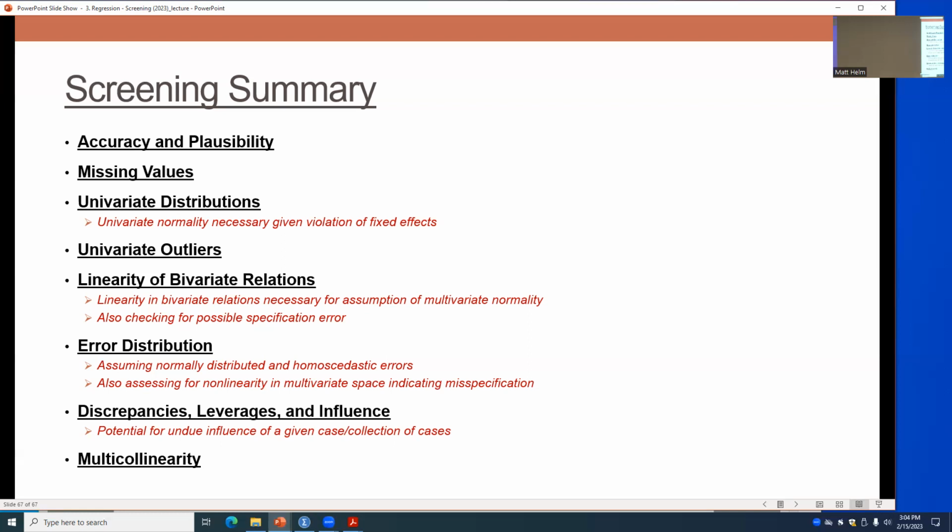Okay. Then we're going to look at our error distribution. This is going to take a look at our residuals. Again, normally distributed and homoscedastic errors. We're also looking at nonlinearity in multivariate space, again, which would indicate a misspecification of our model. And then we're going to jump into our discrepancies, leverages, influences, seeing are there cases that are throwing us way out of whack. And then looking at multicollinearity in our data.